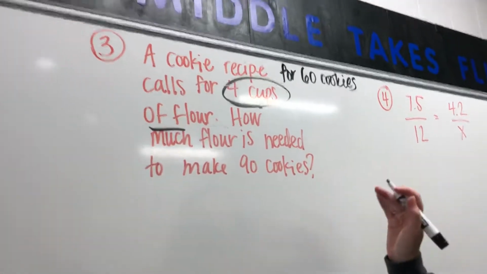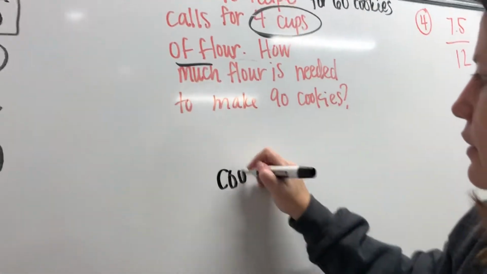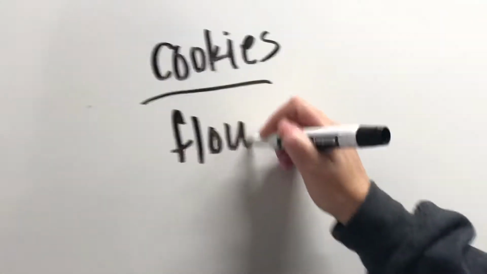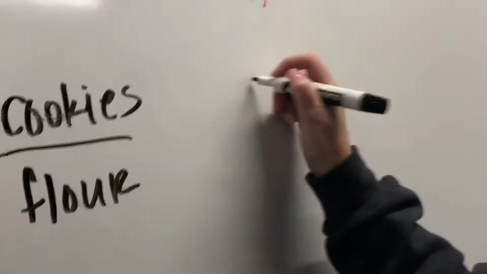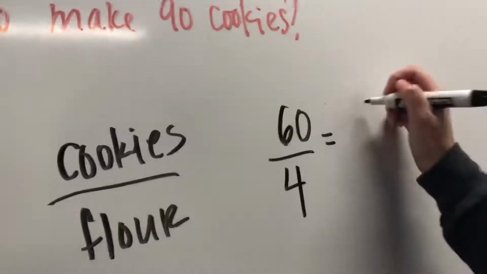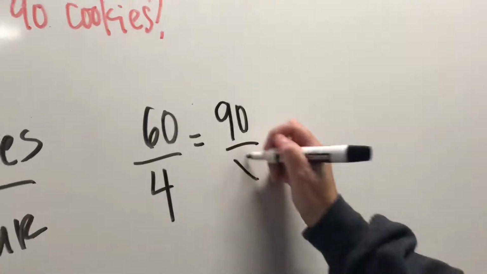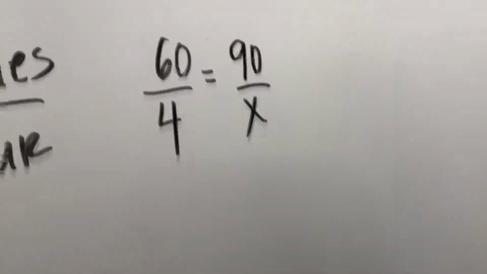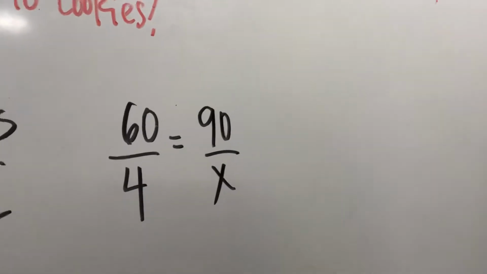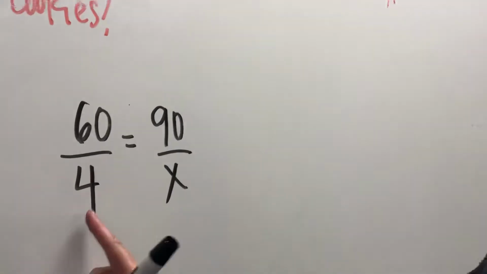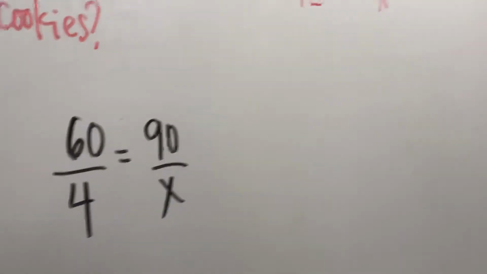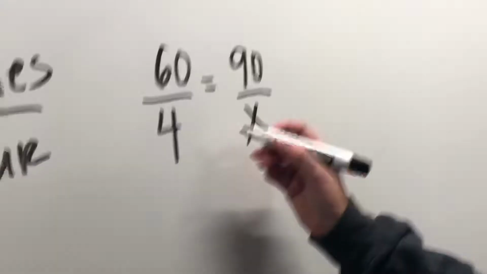So I'm comparing the amount of cookies to flour, okay? So 60 cookies, I used 4 cups. How much am I going to use for 90 cookies? Over x. So I just set that up as a proportion because I have 3 values there. 60 and 90 are both on the top of the line because they represent cookies. And then 4 and x are on the bottom line because I know it's 4 cups of flour for 60 cookies. I don't know the amount for 90.